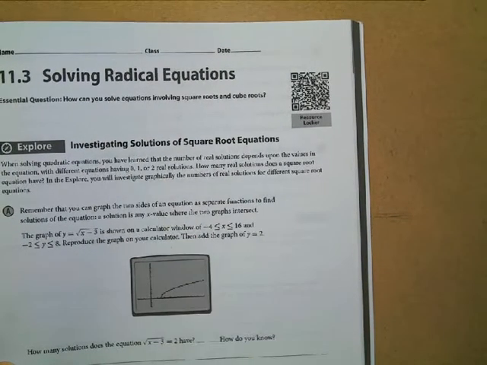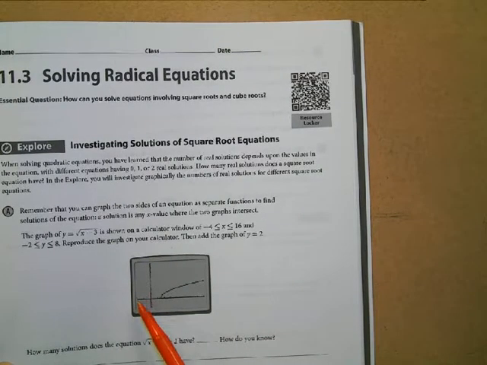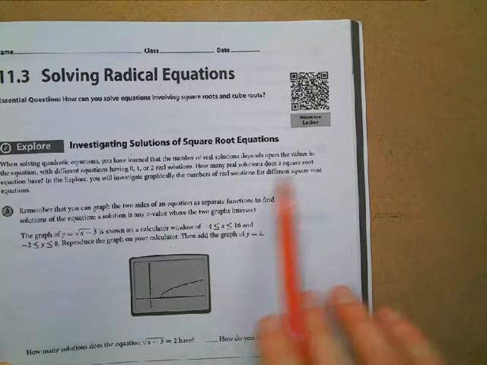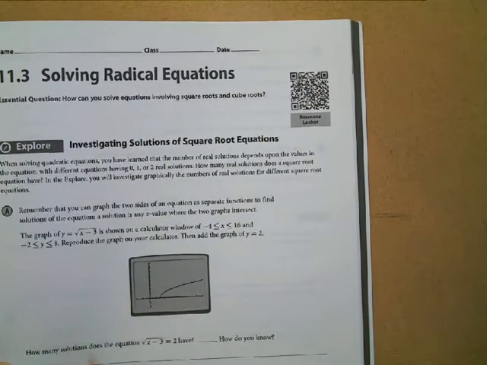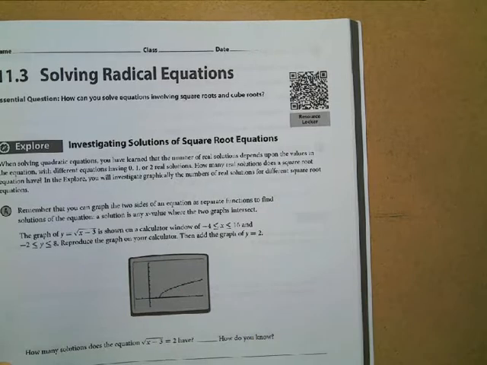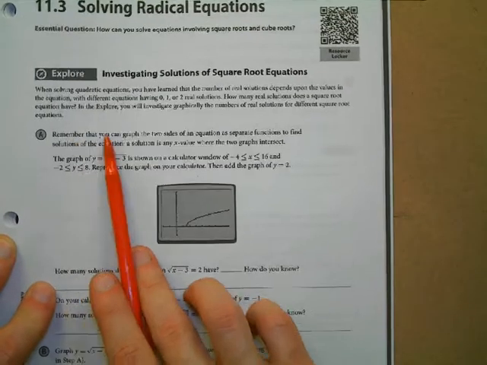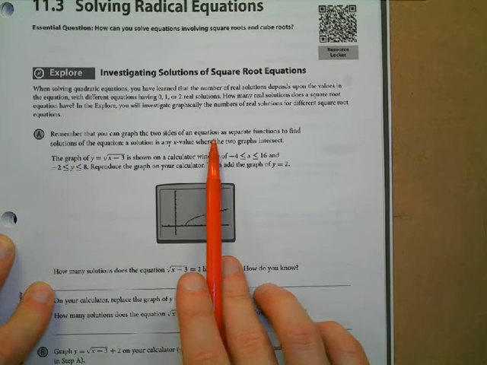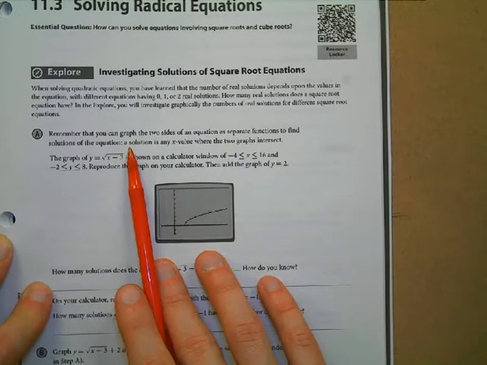Okay? So remember that you can graph the two sides of an equation as separate functions to find solutions of the equation. A solution is just any x value where the two graphs intersect, right? So for example, if we have the equation the square root of x minus 3, and we want to know when that equals 2. Okay, that's an equation, right? We can graph the left-hand side, graph the right-hand side, and then see where the two graphs intersect.